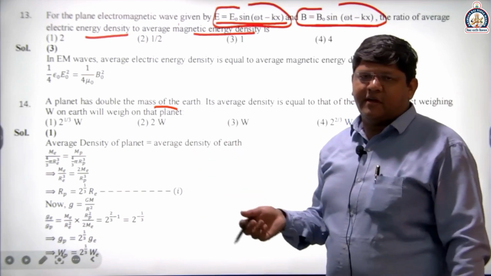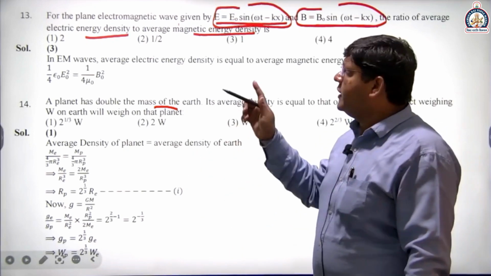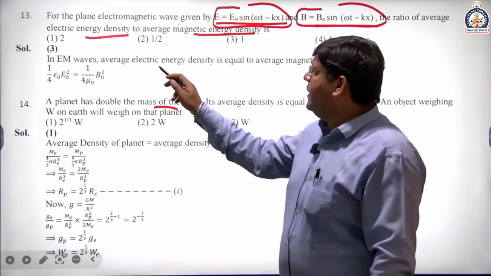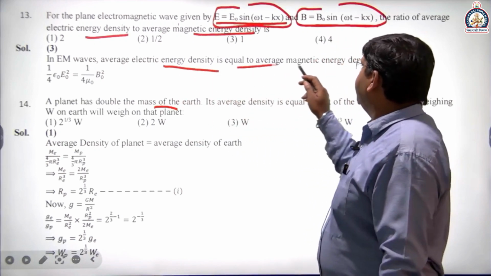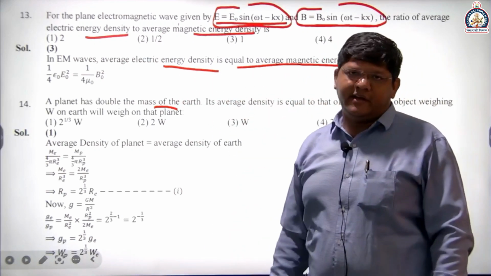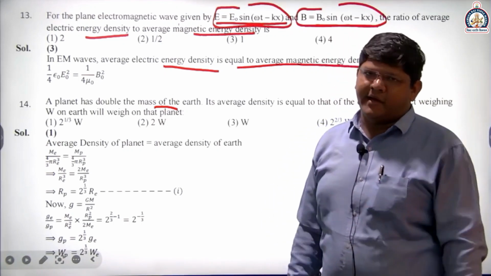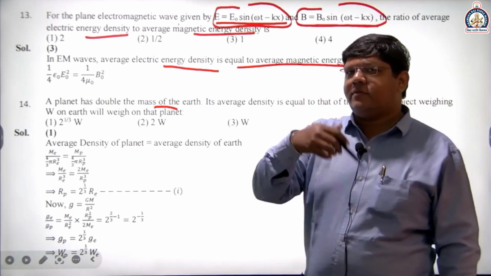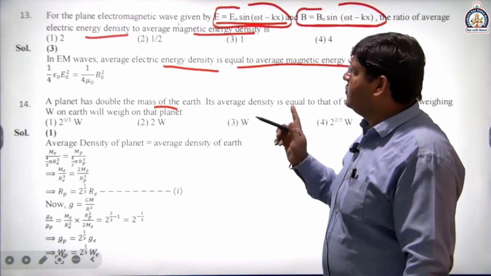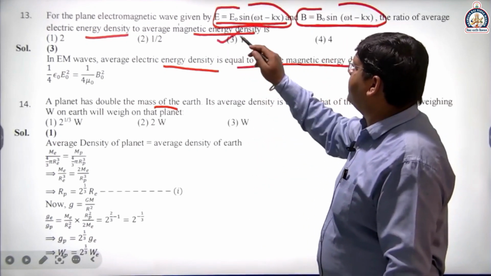So this is simply the application of concept. For an electromagnetic wave, the average electric energy density is always equal to the average magnetic energy density. Both the densities, electric and magnetic, are equal in magnitude, and when we take the ratio of equal things we get 1. So the correct answer will be option number 3.